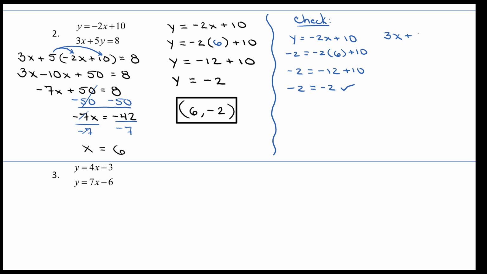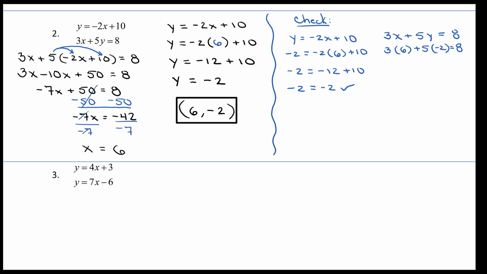Second equation, 3x plus 5y equals 8. It'll be 3 times 6 plus 5 times negative 2 equals 8. We're trying to see if this is true. 3 times 6 is 18.